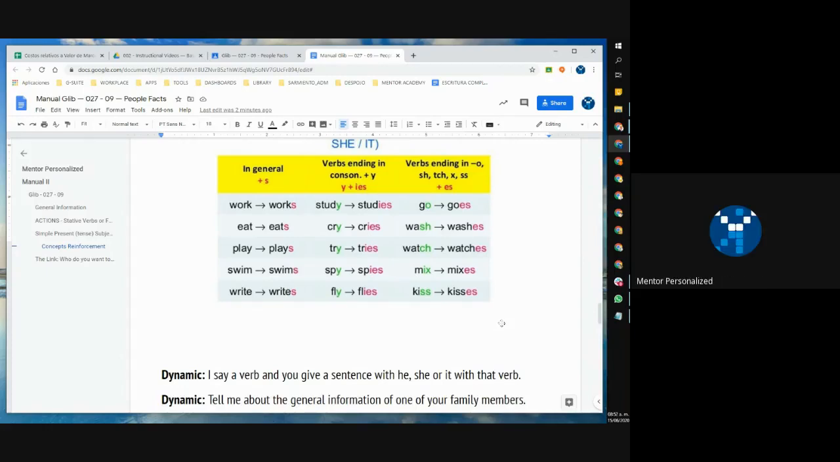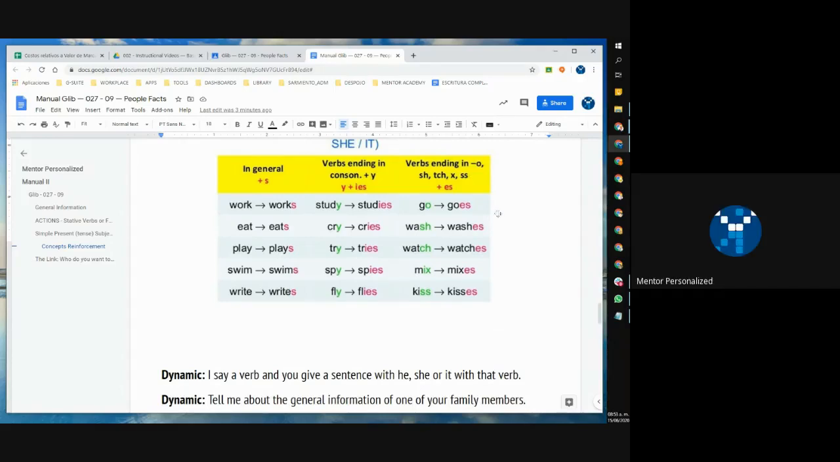Very good. The airplane flies on Wednesdays. Repeat. How do you say el avión? The airplane. Very good. The airplane flies on Wednesdays.